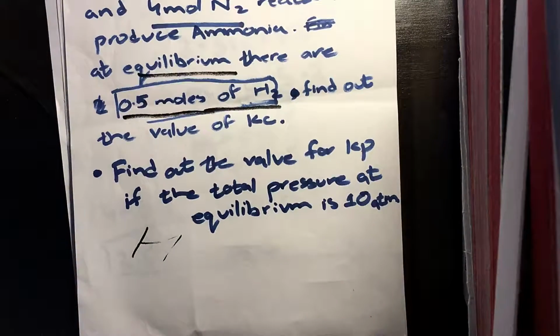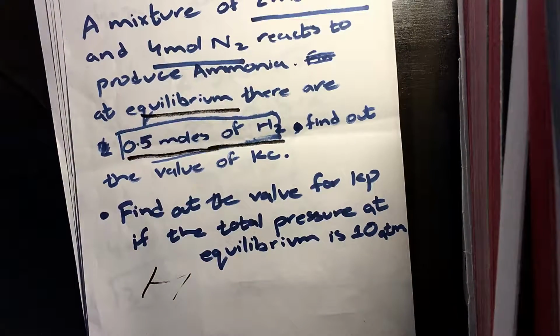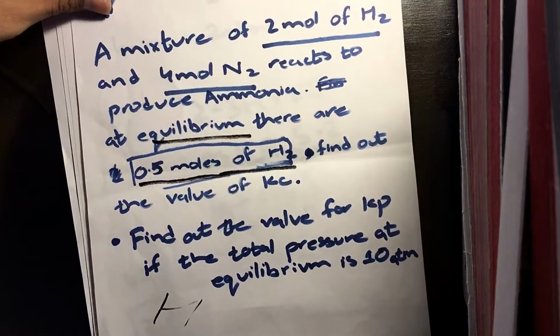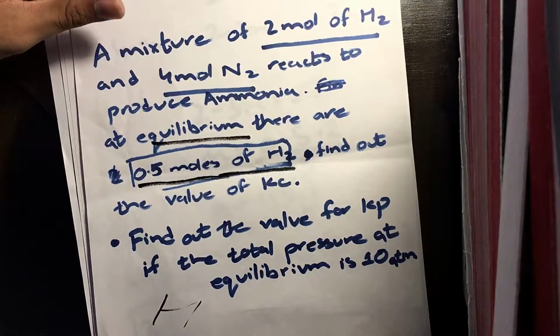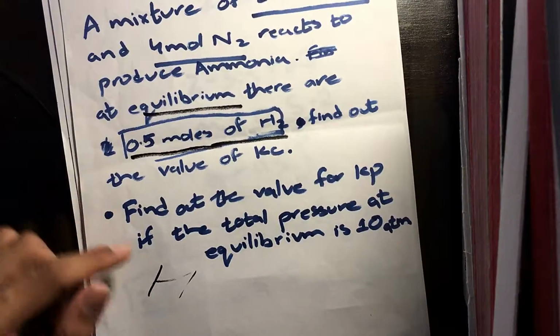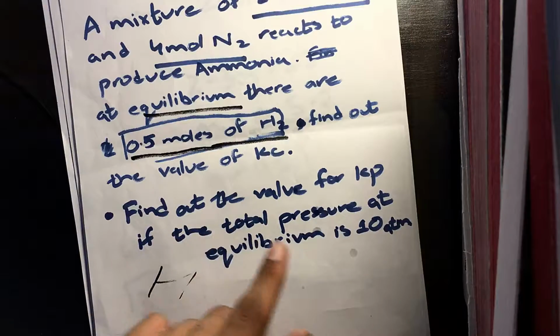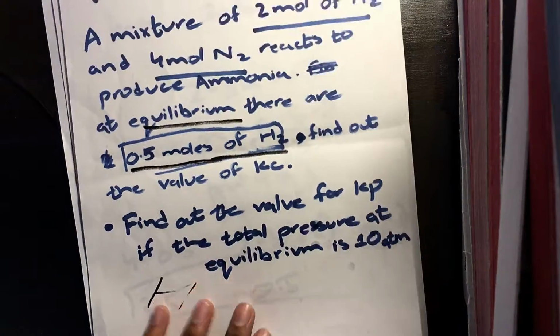Okay, so the question remains the same that we used in the previous video regarding Kc. It's just an add-on, so if you want to know about Kc, you can watch our previous video. A mixture of two moles of hydrogen and 4 moles of nitrogen reacts to produce ammonia. At equilibrium, there are 0.5 moles of hydrogen. Find out the value for Kc. This we already did in the previous video. This is what we need to do right now: find out the value for Kp if the total pressure at equilibrium is 10 atmosphere.